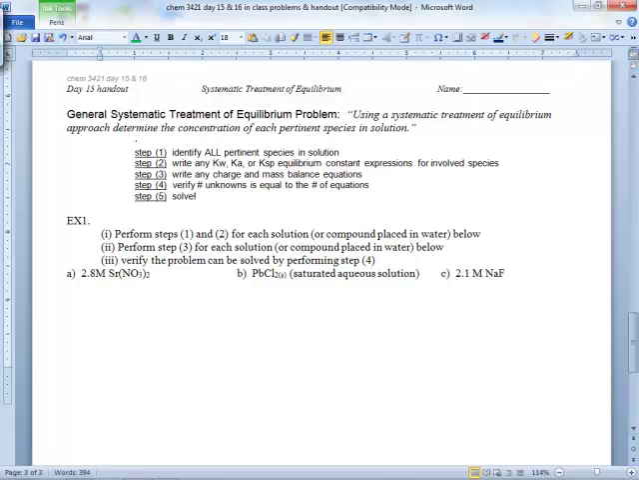Step 1 is to identify all the pertinent species in solution. So let's start with A. Identify all the pertinent species in solution. Okay. So Kathleen, what's something present in solution?